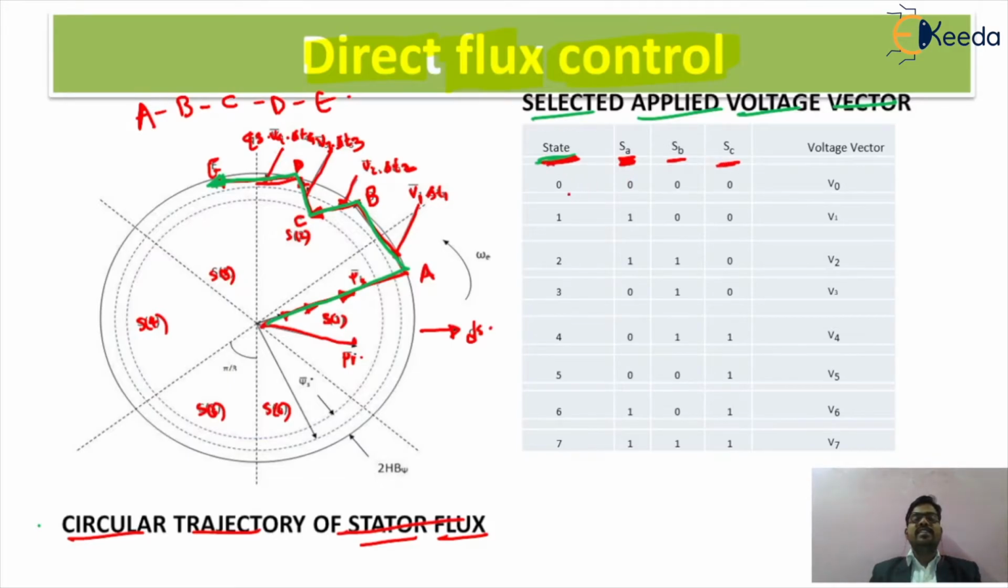So when the state is 0, we are getting the output in concern with SA, SB, and SC as 0, 0, 0, and we are getting the voltage vector V0. If the state of the applied voltage vector is 1, we are getting the output across the SA switch as 1, and SB and SC as 0, 0. That voltage vector will be called VA1.